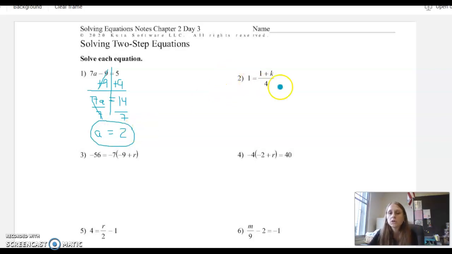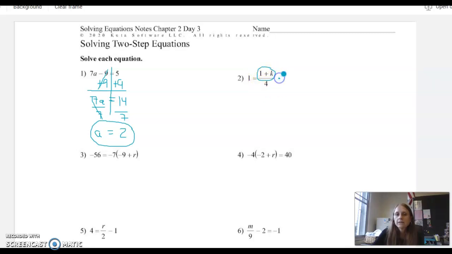So here we can see on number 2, we still have a two-step equation. It just looks a little different. So I'm still trying to see what's keeping k from being alone. I've got this +1 up top, but right now these are stuck in the numerator because of this 4 in the denominator. So remember what a denominator means is divide. So this 1 plus k is being divided by 4.